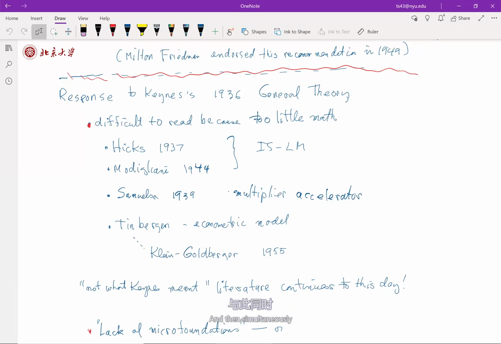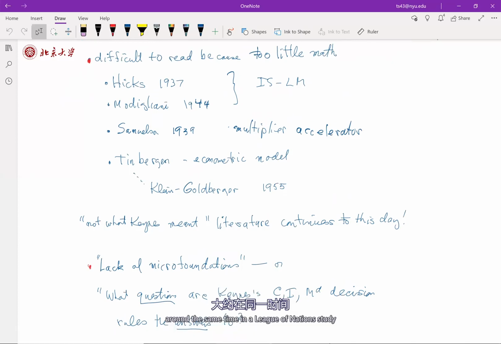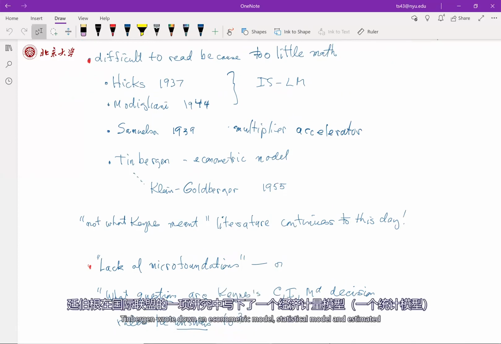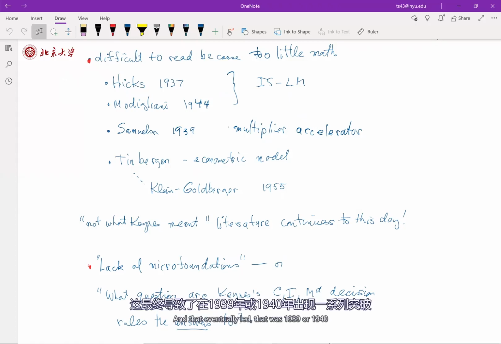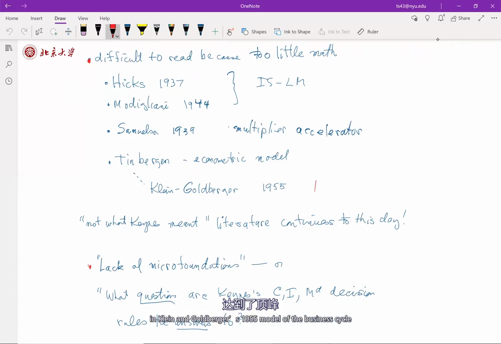And then simultaneously, around the same time, in a League of Nations study, Tinbergen wrote down an econometric model, a statistical model, and estimated it. An econometric model of the United States. That was 1939 or 40, and that led to a bunch of work that actually culminated in Klein and Goldberger's 1955 model of the business cycle.